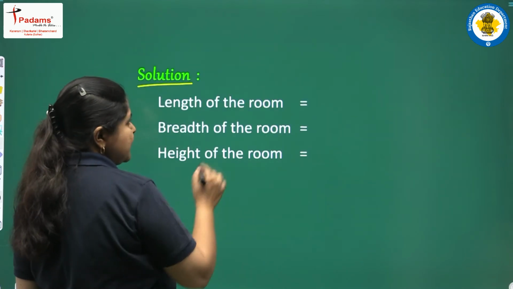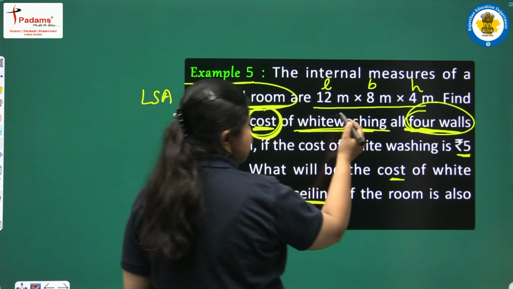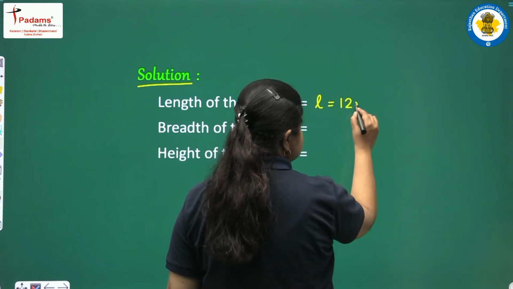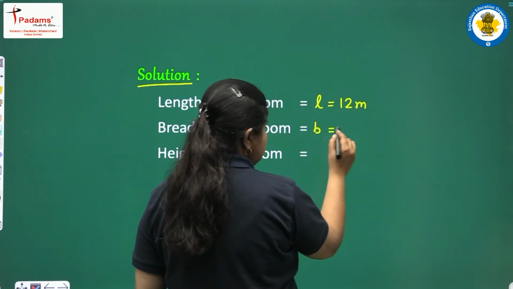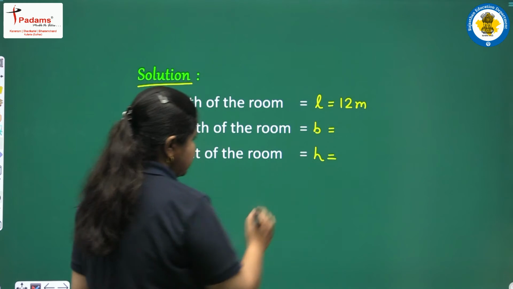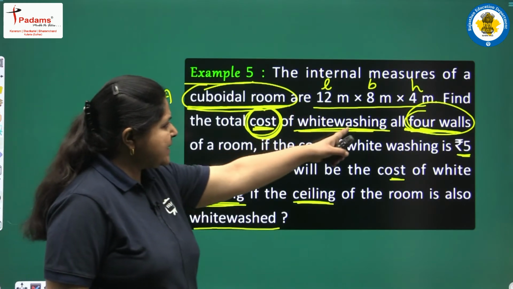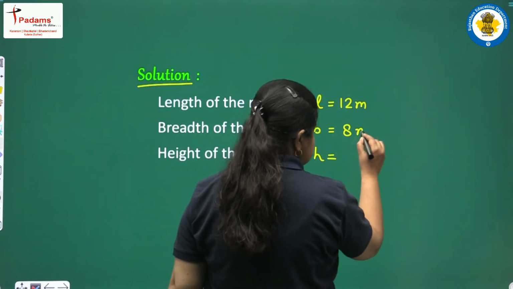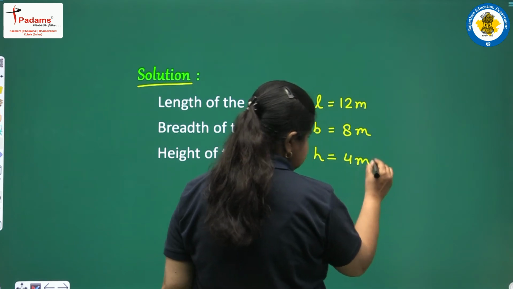Solution. Length of the room, it is 12 meters. We write here L equal to 12 meters. Then the breadth is given by B and the height is given by H. Breadth is given as 8 meters and height as 4 meters. So we write here 8 meters and 4 meters.